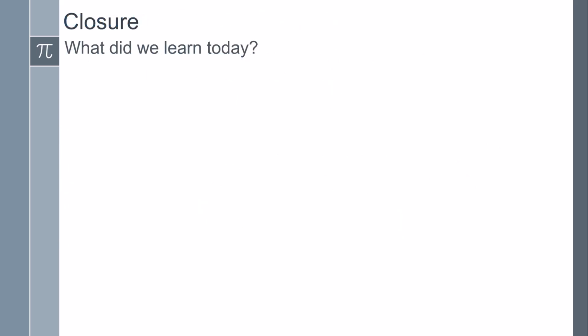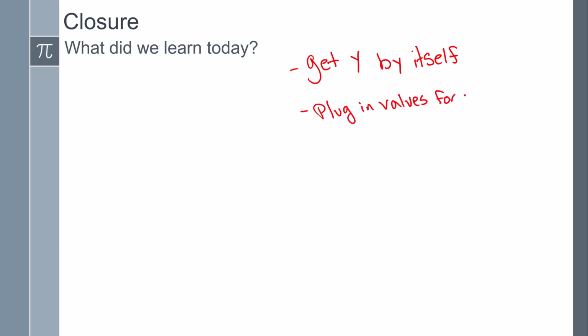So what did we learn today? We basically reviewed how to graph. You get y by itself, if it's not already by itself, and then you plug in values for x, you simplify, and that's how you get the values for y.